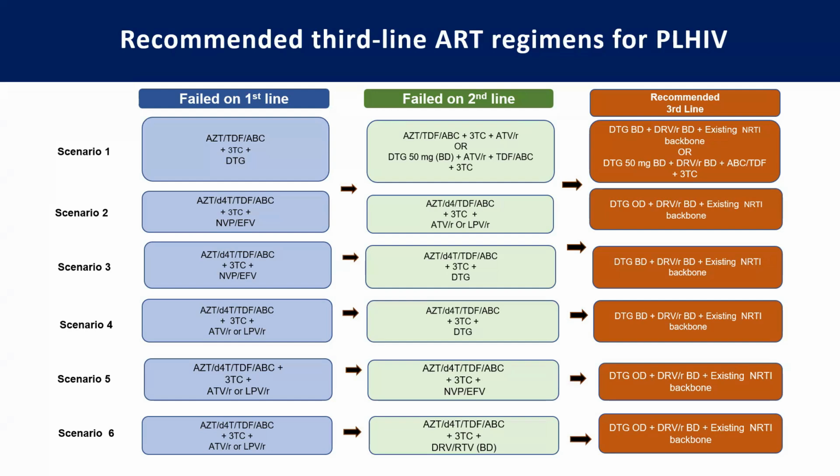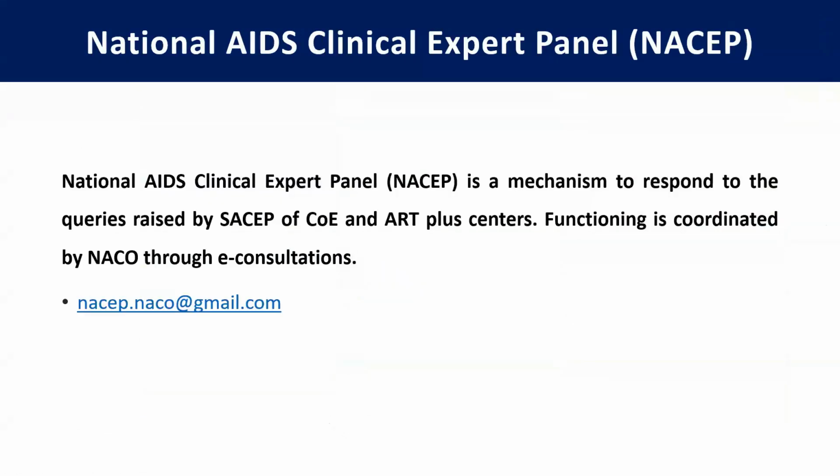Fifth scenario, PI based first line with an NRTI based second line. Again, patient was not exposed to INSTI in any of these first or second line. So here the third line has DTG OD with DRVR BD and existing NRTI backbone. And the last scenario, PI based first line with darunavir ritonavir based second line. Here the third line is again DTG OD with DRVR BD and existing NRTI backbone. So that completes our third line guidelines. Next slide, please.